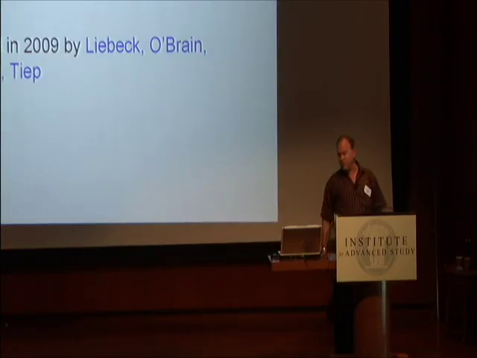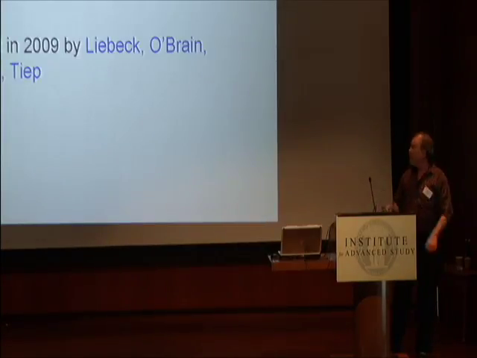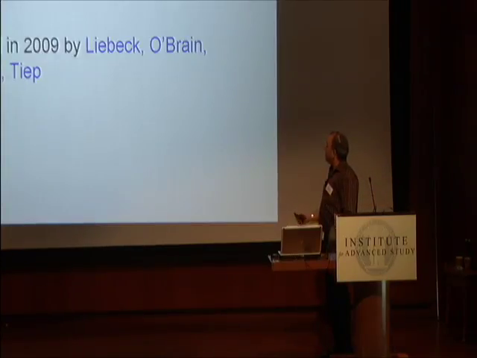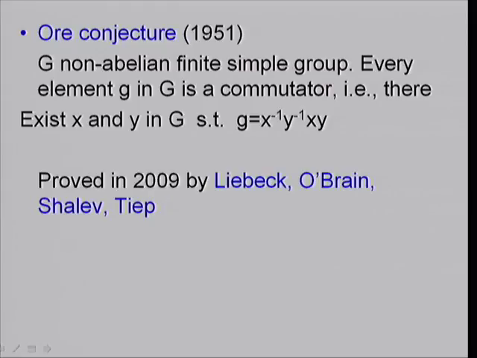The Ore conjecture is that if G is a non-abelian finite simple group, then every element of G is a commutator. That is, simply, that there exist x and y such that g is the commutator of x and y. This was known for many, many groups, by many, many works, and it was completed last year by Liebeck, O'Brien, Shalev, and Tiep using a computer.